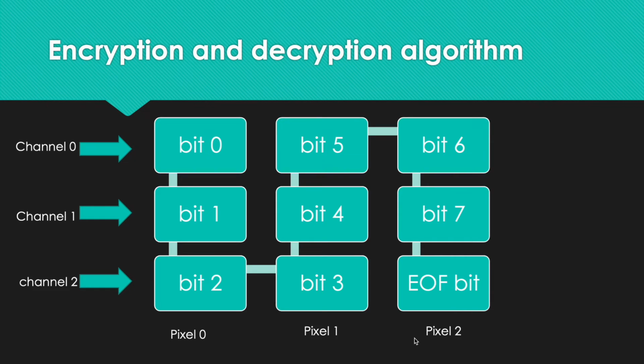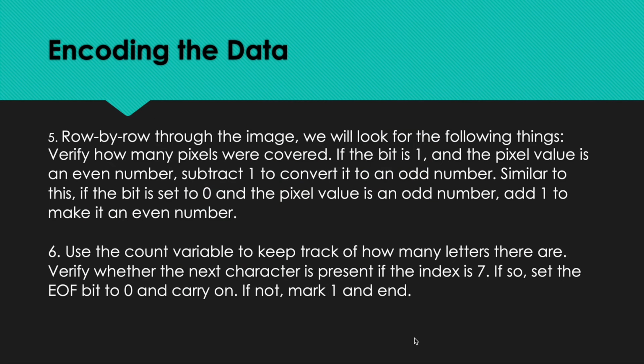Now our data is embedded in these 8 bits, and the EOF bit helps the program specify whether a message is completed or not. If the program encounters a 0 EOF bit, it means the message is not yet complete and the program reads the next 3 pixels. If it encounters a 1 EOF bit, a high EOF bit, it terminates and displays the message it decrypted.